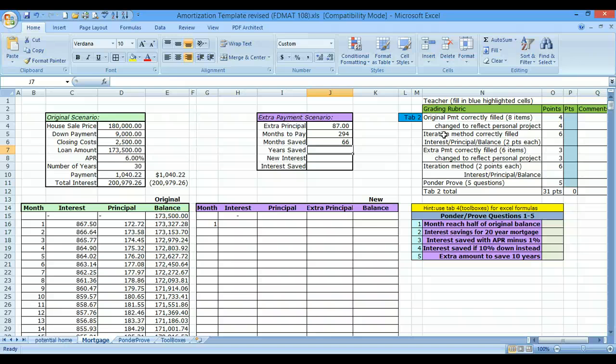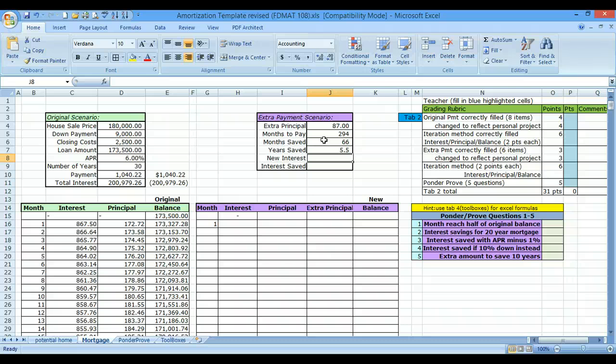So how many years does that save you? So I'm going to take equals to calculate it, the months that I save, and divide it by 12 to give me years. It'll save you 5.5 years paying $87 extra.